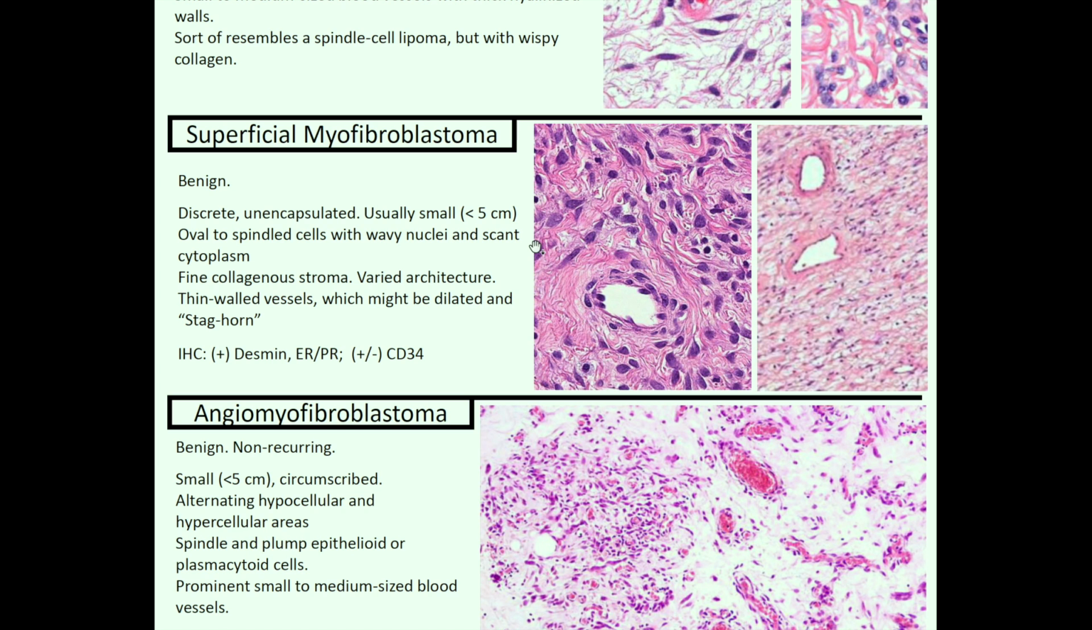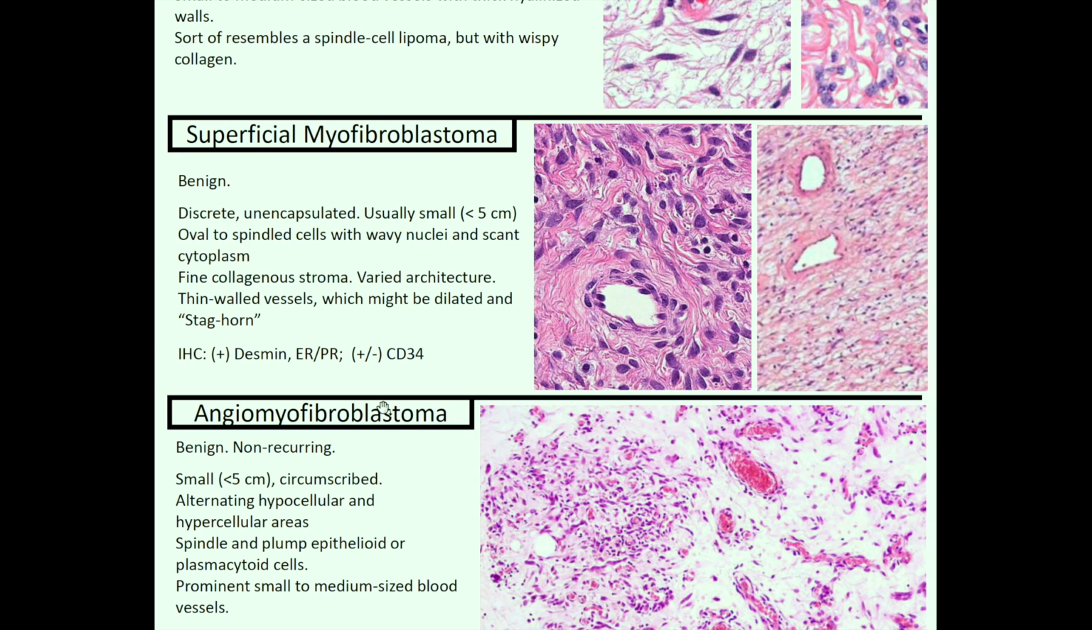Next up, we've got superficial myofibroblastoma. So this is benign. It's discrete and unencapsulated. Usually it's small with oval to spindled cells with wavy nuclei and scant cytoplasm, and there's fine collagenous stroma with varied architecture. So for IHC, you're going to have positivity for desmin, ER and PR, and plus or minus for CD34. A lot of these are kind of along a spectrum and very similarly named, so it's good to just review this and just be aware that there are different entities that can look quite similar but with certain distinct features.